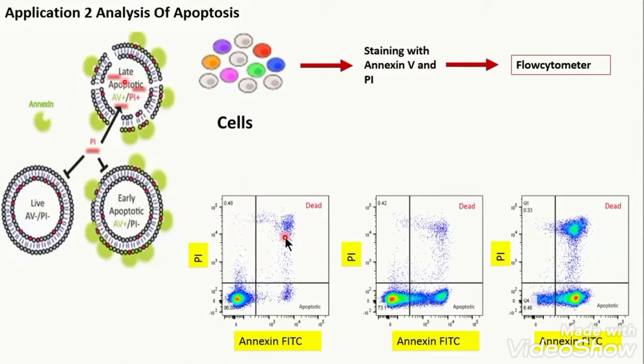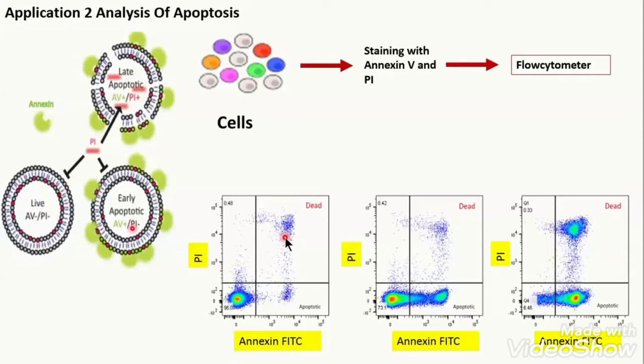And third, the cells which are already dead because of apoptosis. So cells which will be live, their phosphatidylserine will be inside, so they will not be bound by annexin, as well as the PI will also not enter inside that. So all the live cells will be annexin negative and PI negative.